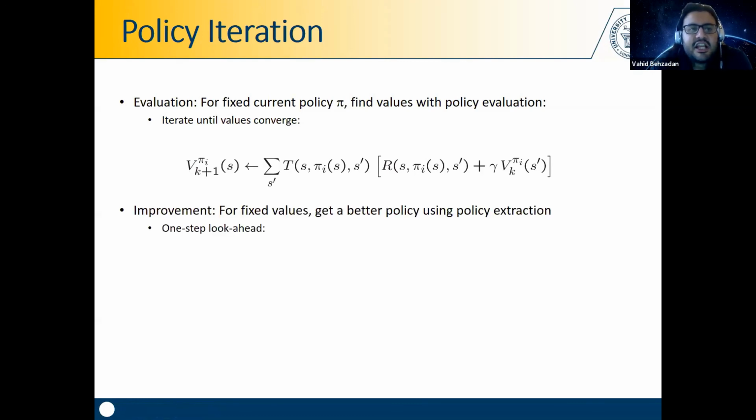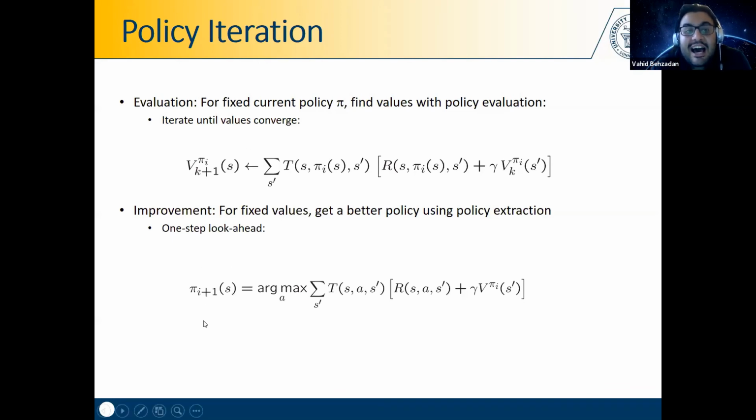Then there's the improvement process. For fixed values, get a better policy using policy extraction. So now you're going to extract a policy from this new value function. You're going to say our new estimate of the optimal policy, pi sub i plus 1, our i plus 1th estimate of the optimal policy function, is now the argmax.